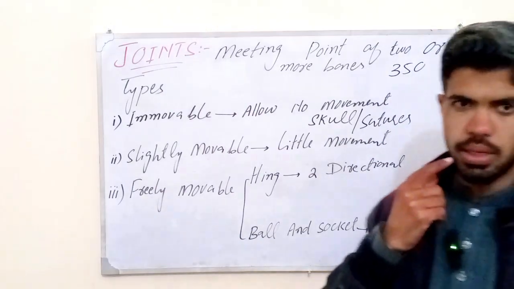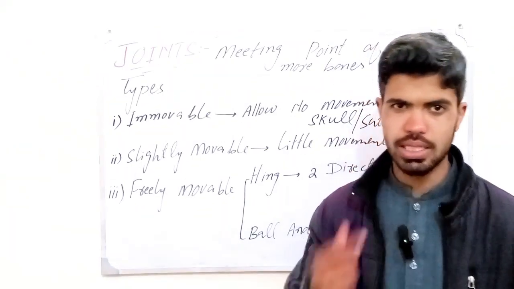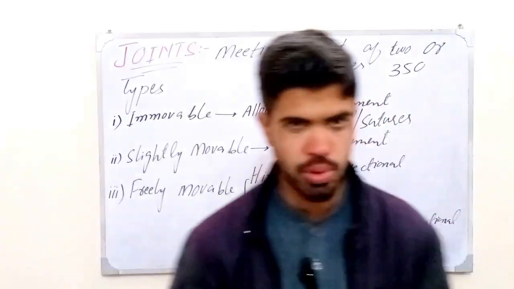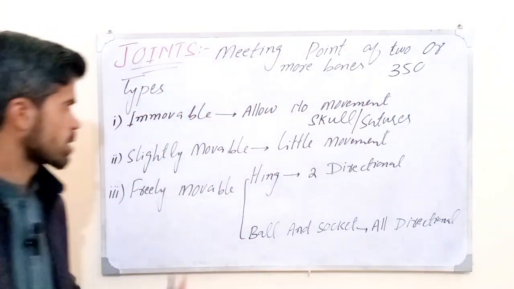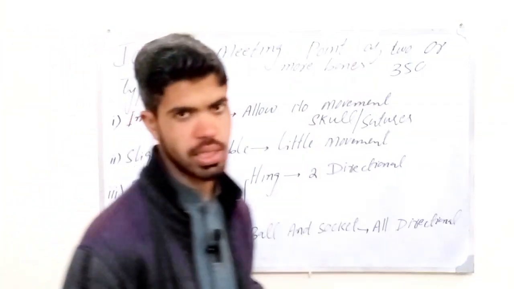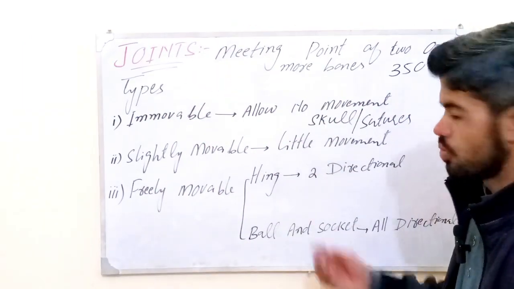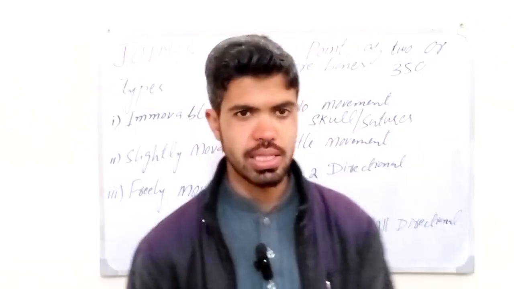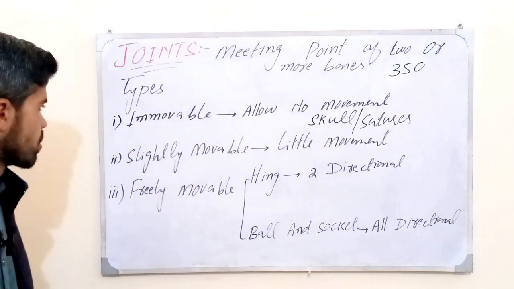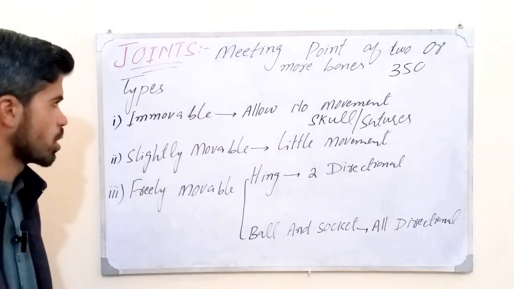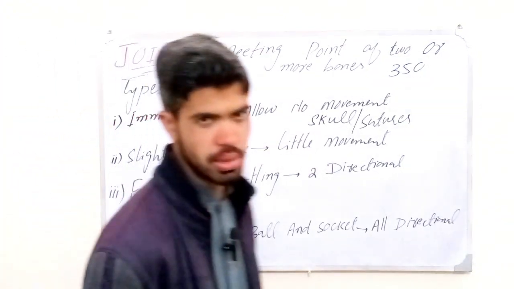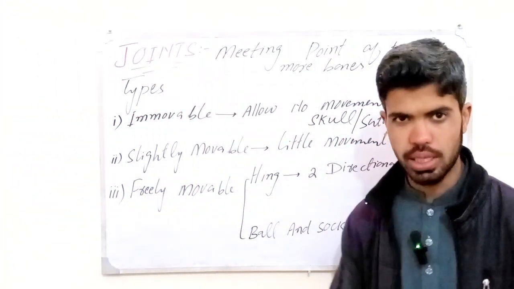The only movable joint in the skull is the mandible, the lower jaw. The bones of the skull come together at the sutures, which are immovable. Slightly movable joints are partially movable joints, which allow only a little movement.